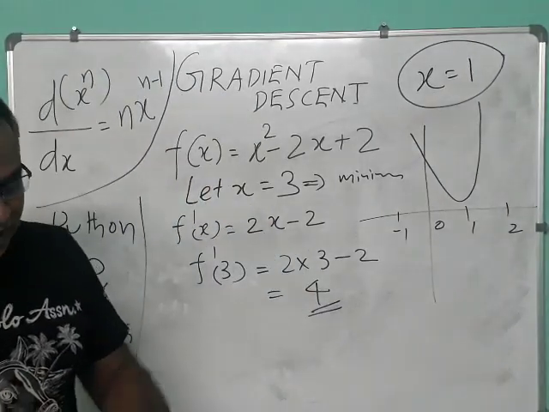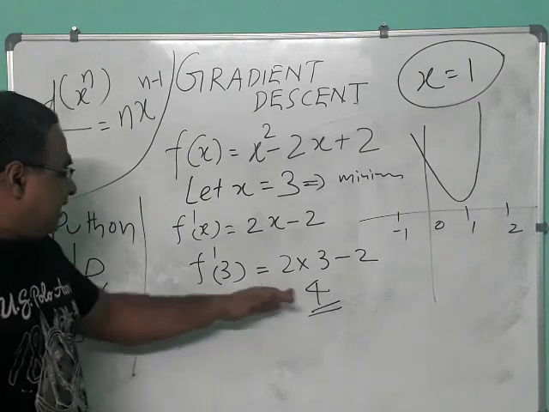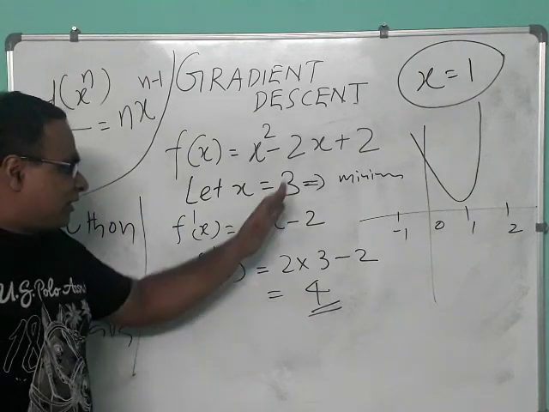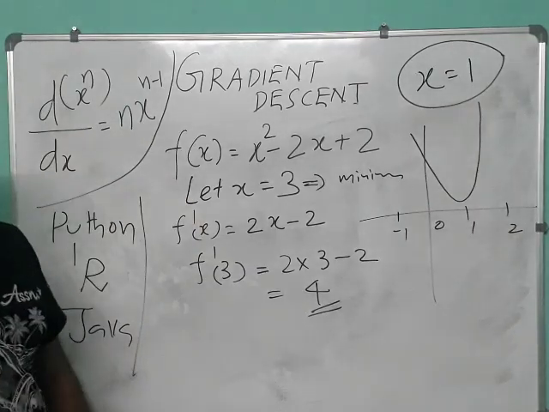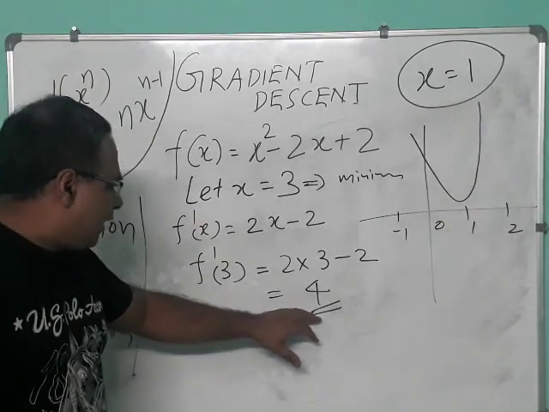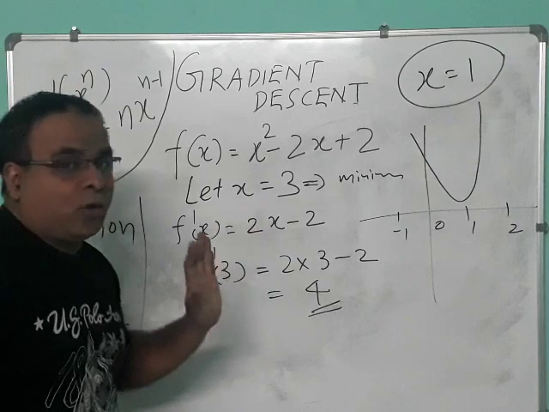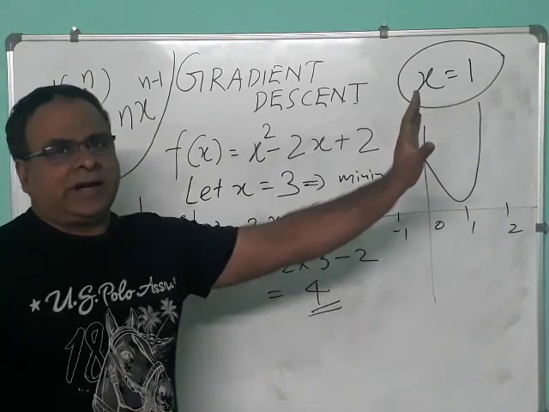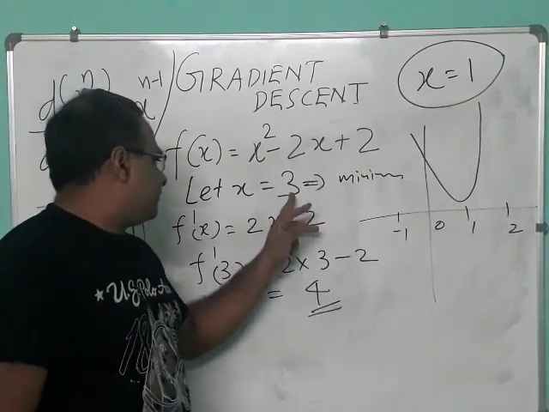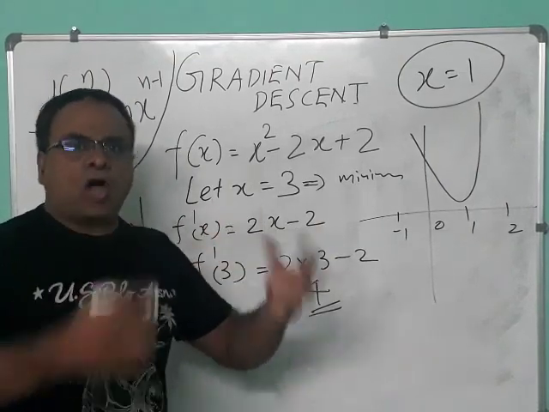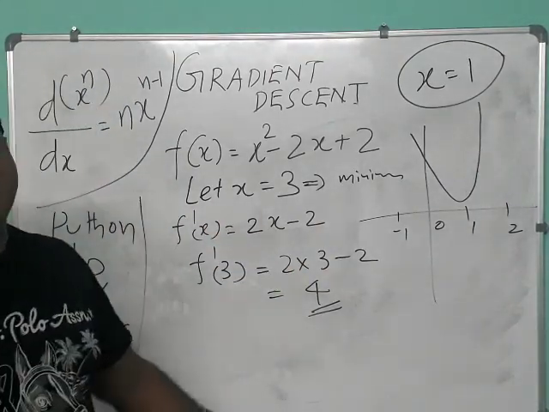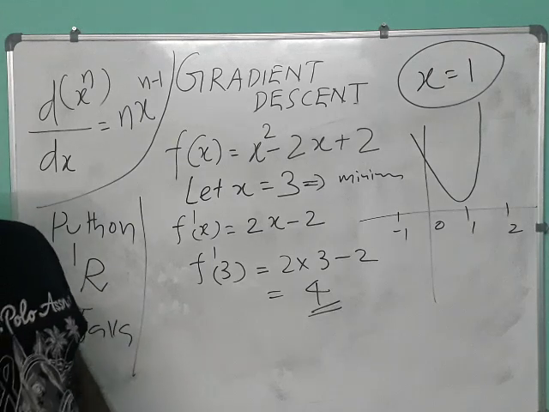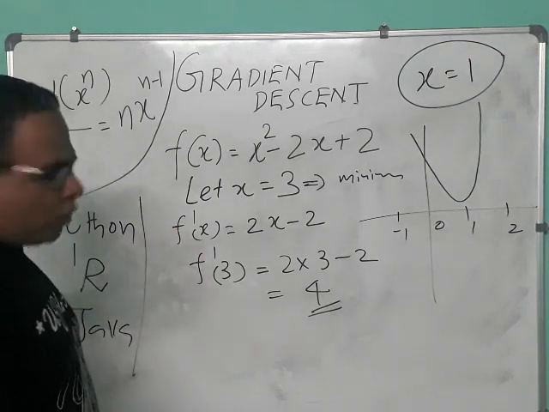So f dash 3 is not zero, and it is a positive value. That means we have to go back. If you got a negative value here, you need to go forward. You are getting it? So you put x is equal to 3. These logics we need to implement in a Python program to find out the minimum. So again we need to go back.